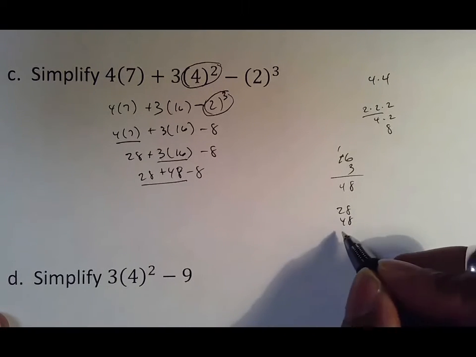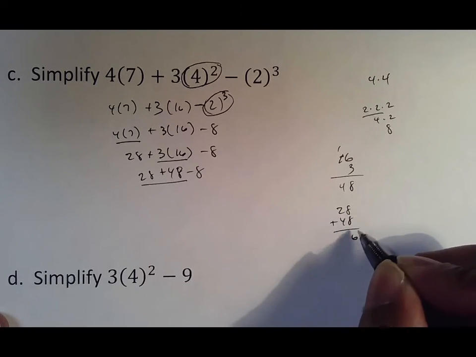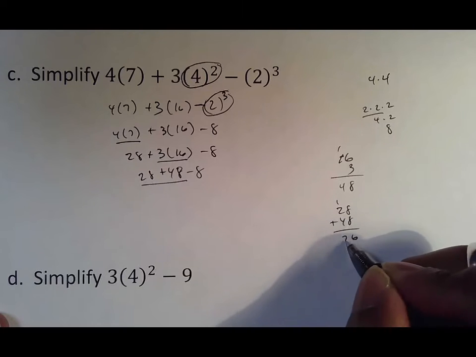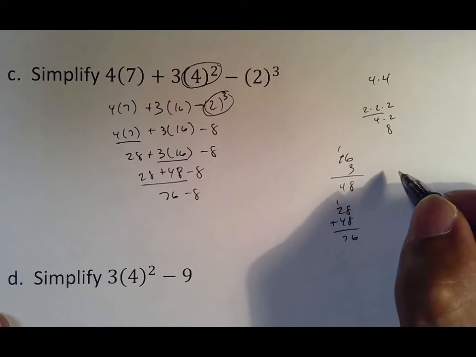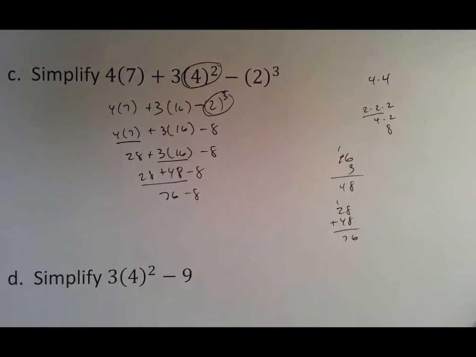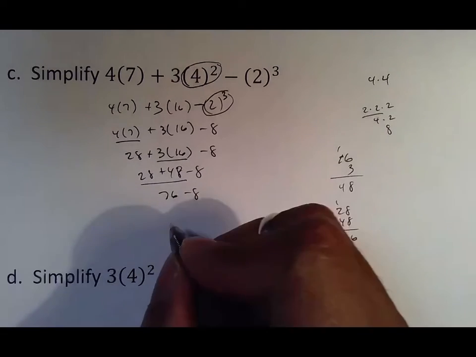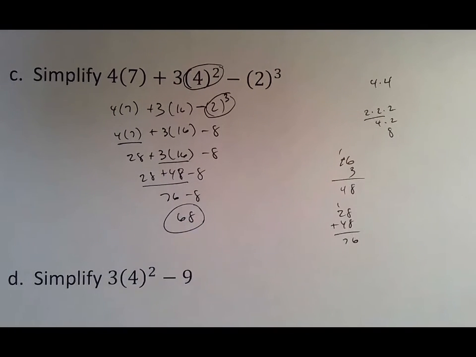Now that it's all addition, subtraction work front to back, 28 plus 48. Notice how all my scratch work is over here. 8 and 8 makes 16, carry the 1, 3, 4, 5, 6, 7 is 76 minus 8. And then 76 minus 8, if you count backwards, 8 fingers, 75, 74, 73, 72, 71, 70, 69, 68. So it would be 68 as your answer.